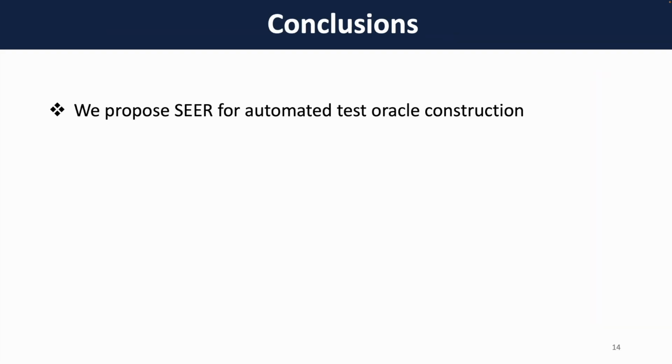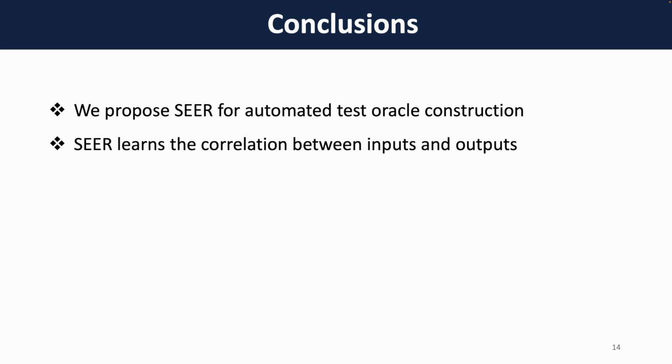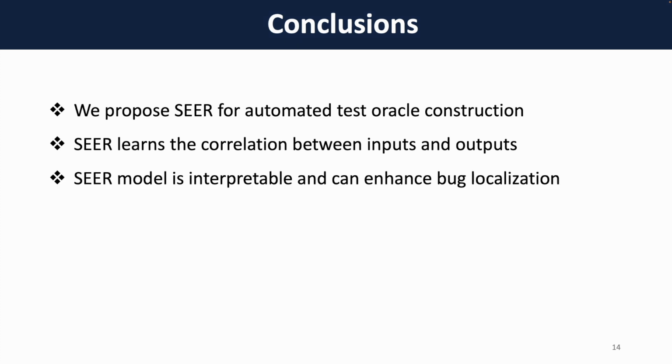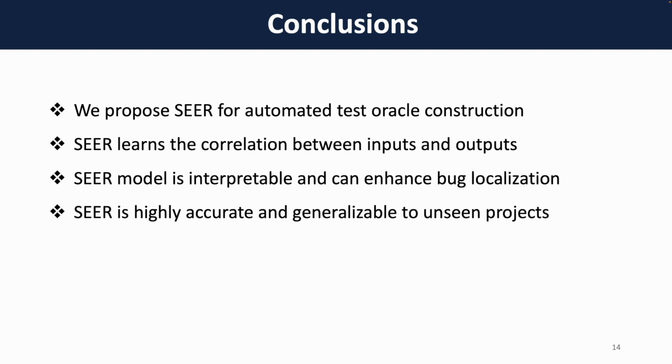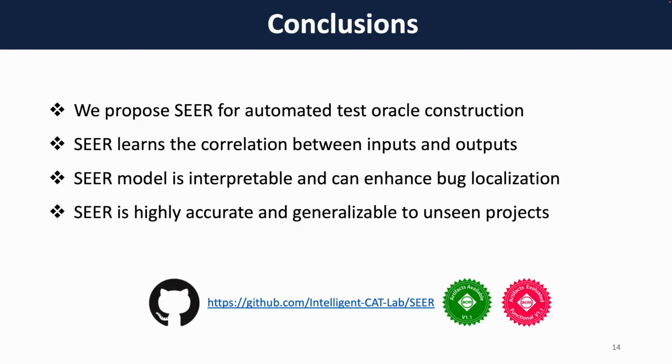In the last slide, I will list some of the conclusions from our work. In this study, we propose SEER, which is a deep learning enabled technique for automated test oracle construction. SEER learns how inputs and outputs are correlated under the correct and buggy behavior rather than understanding the exact program behavior. Moreover, we also go beyond a closed box solution and make SEER an open box solution. In short, we can say that SEER's model is interpretable and can enhance bug localization. Finally, we show that SEER is highly accurate and generalizable to unseen projects.